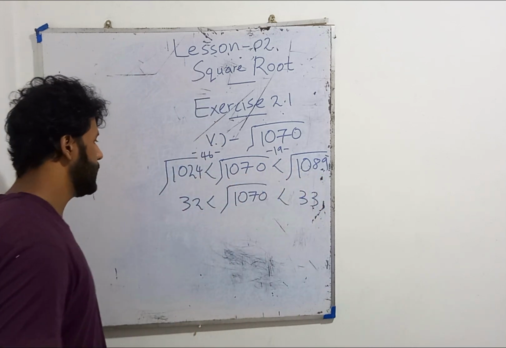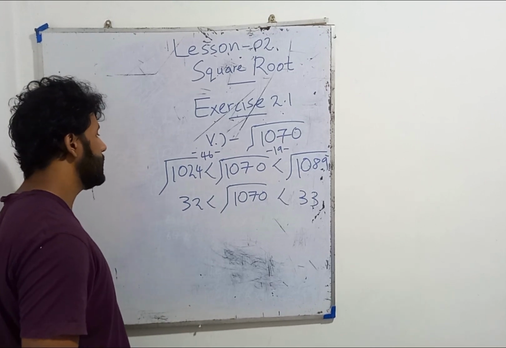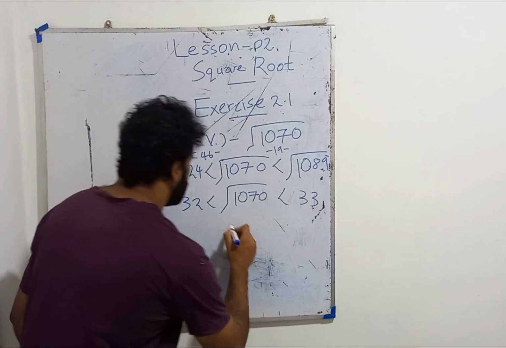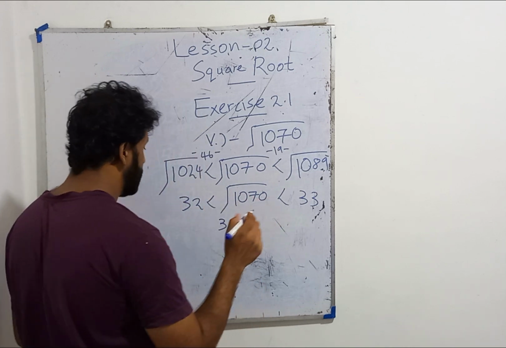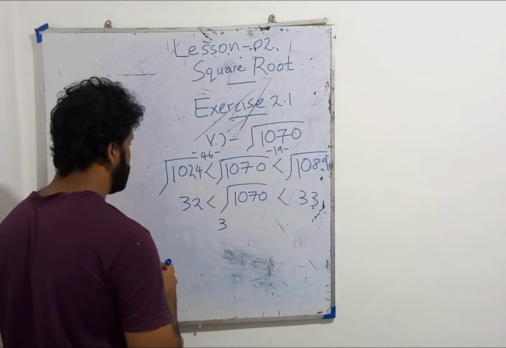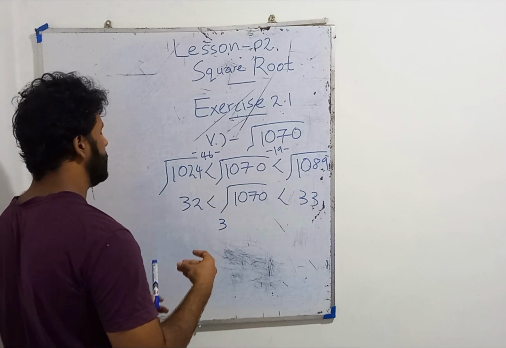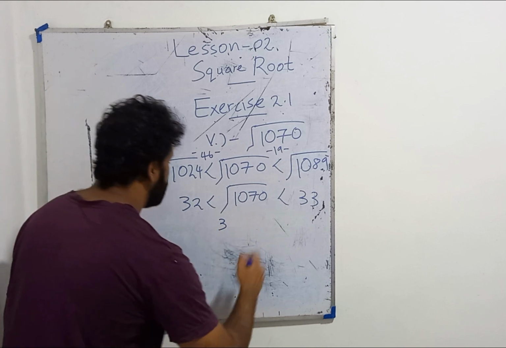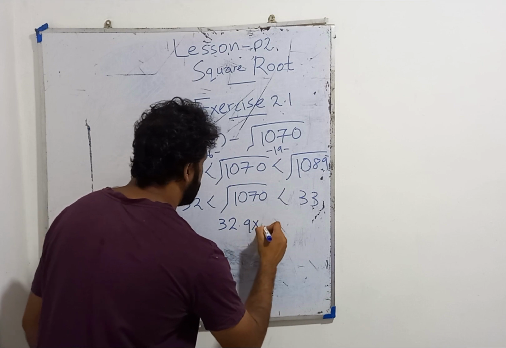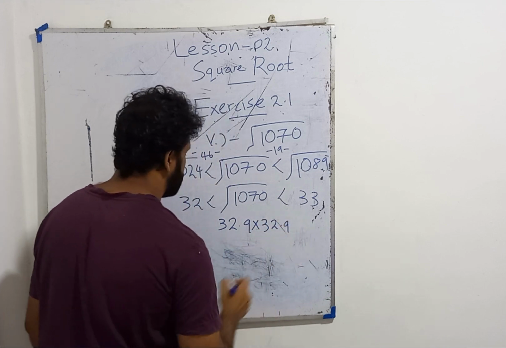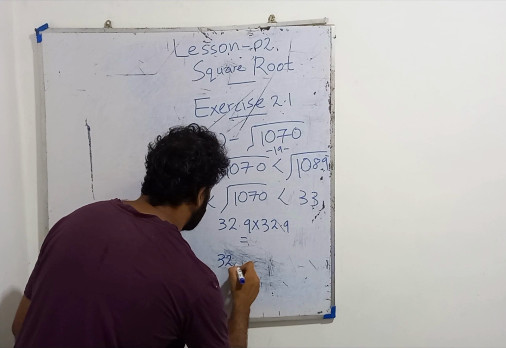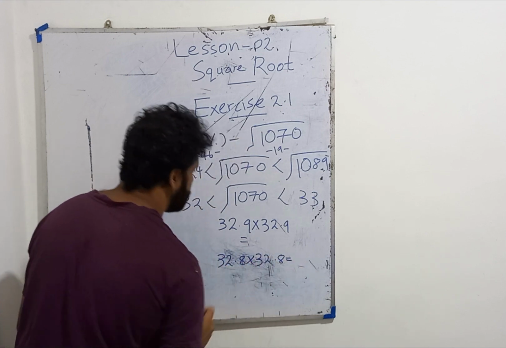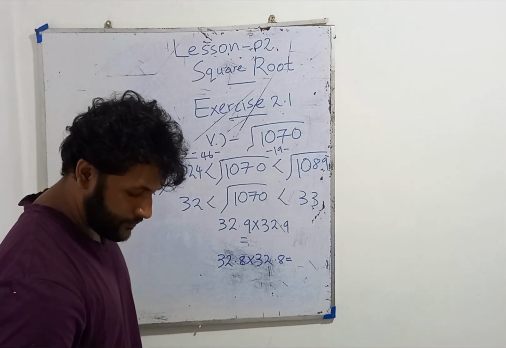You will have to consider 33.1, 33.2, like that. I'm very sorry, 32.1, 32.2, like that. You don't have to consider the 32 values. Then let's take 32.9 into 32.9 and 32.8 into 32.8.